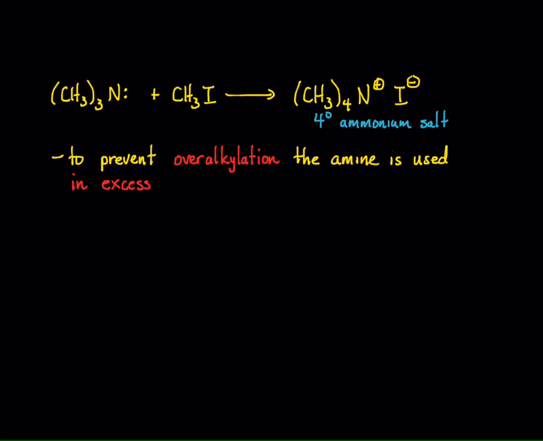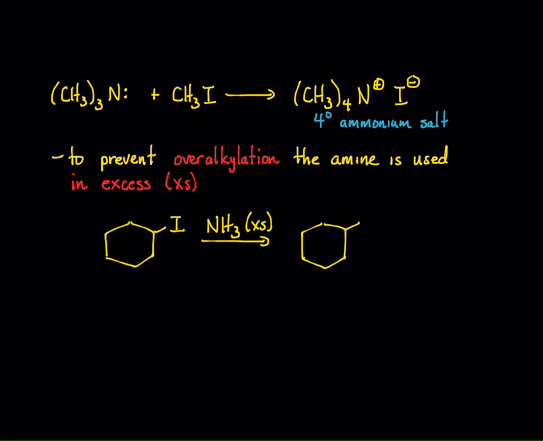What does that look like? Well, oftentimes I'll abbreviate excess XS. So don't let that throw you. If you see in parentheses XS, that means that the reagent is in excess. So this is what it would look like. If I took iodocyclohexane and I reacted it with ammonia in excess, I would get cyclohexanamine. And that would be my major product.